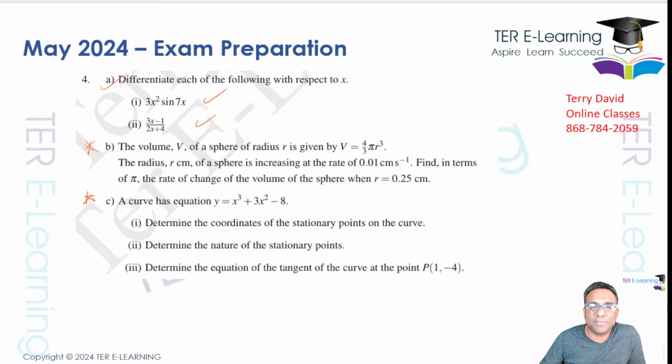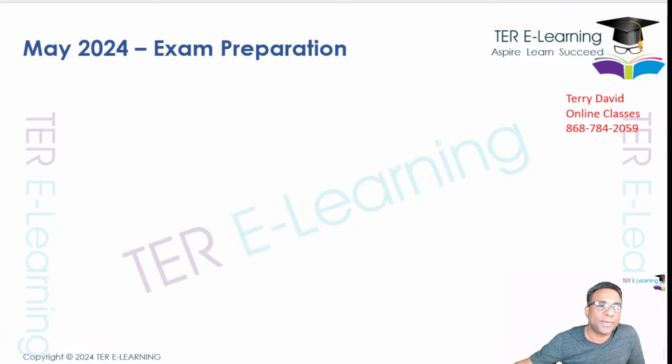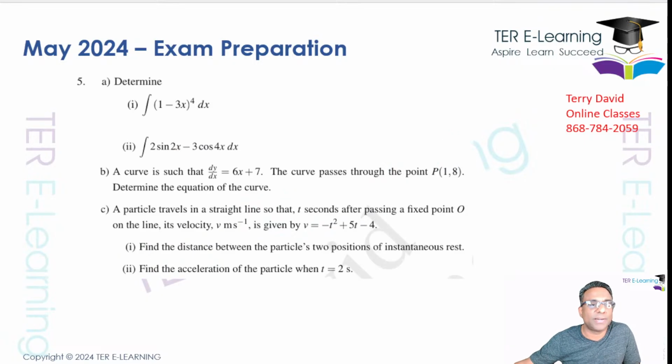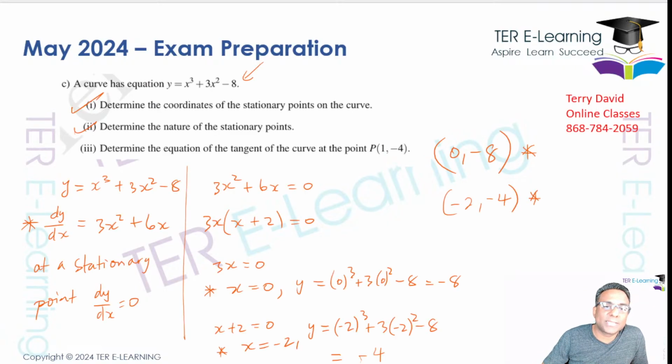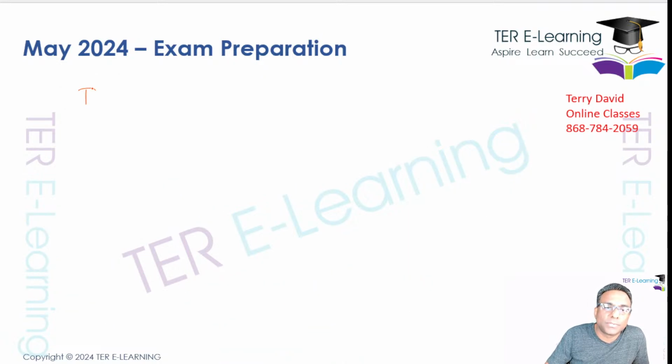Right, so we have that here. The third part was to find the equation of the tangent to the curve at that point. Find the equation of the tangent to the curve at that point. So the thing is, we already know what dy dx is here. We have that already. So what we can do, we can work out the point is 1 minus 4. So p is 1 minus 4.